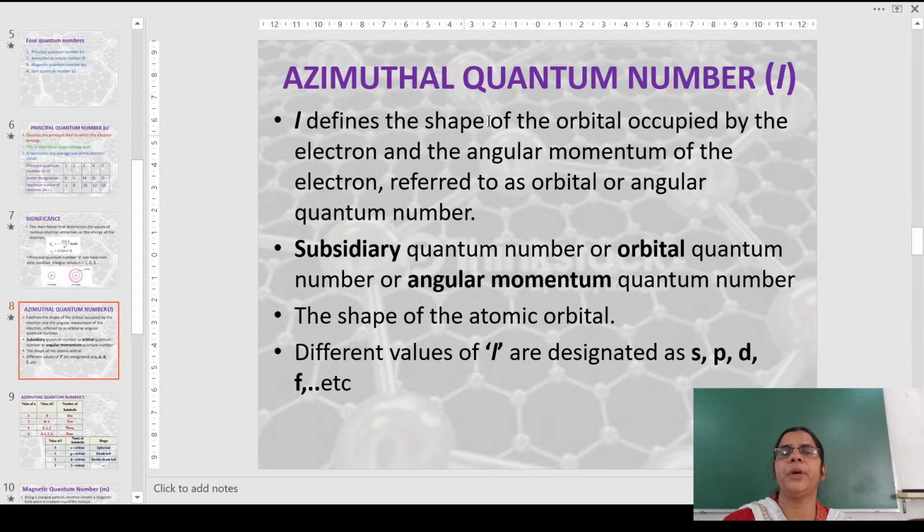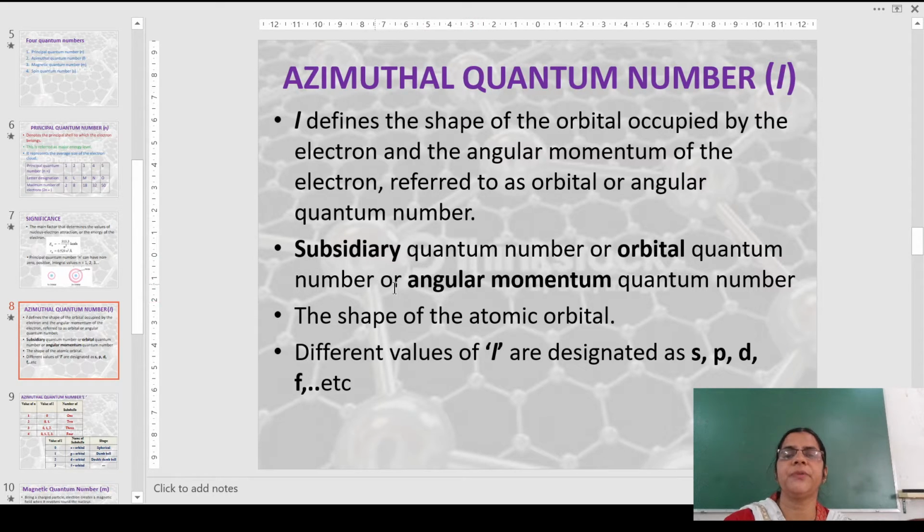Now let's come to the second quantum number. This is the azimuthal quantum number. It tells us the shape of the orbital occupied by the electron, and it can also be referred to as the angular quantum number, the subsidiary quantum number or the orbital quantum number. It is also called the angular momentum quantum number.